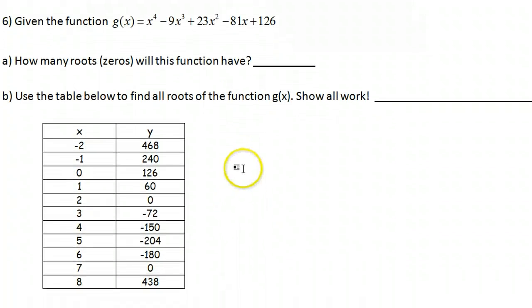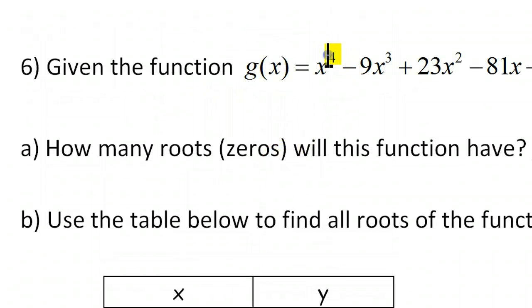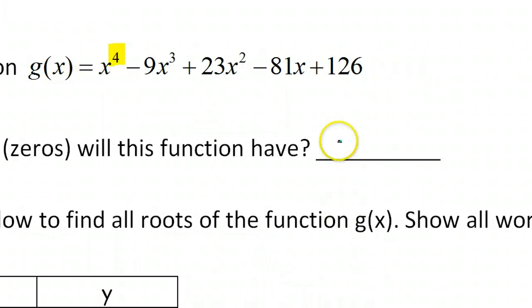Okay, so for number 6, we've got this function. Now, first of all, how many zeros will this function have? Well, there's a little thing called the fundamental theorem of algebra, which says that the number of zeros will be the same as the degree if we count repeated zeros and imaginary zeros. So, this function will have 4 zeros because the degree is 4. So there you go. It's as simple as that.